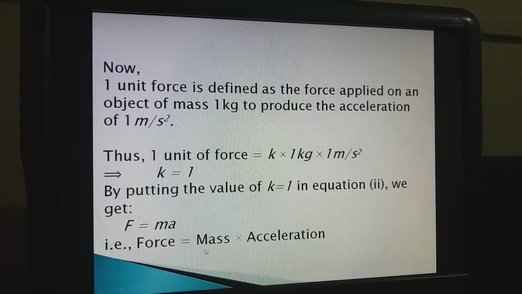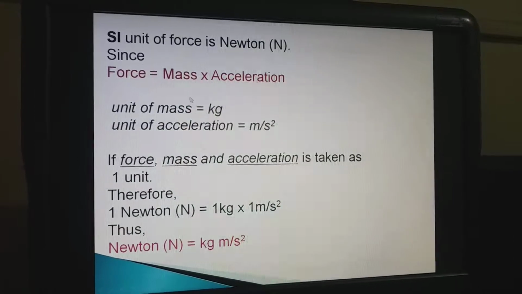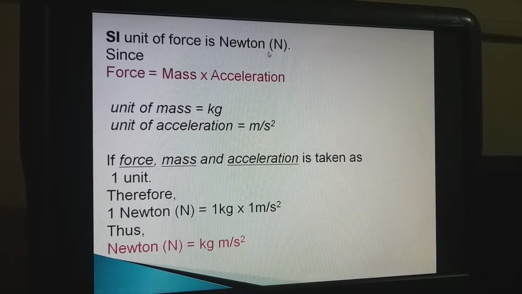So Newton's second law, according to his definition, says force applied is directly proportional to the rate of change of momentum. This gets converted into a new mathematical definition, that is, force is nothing but the product of mass and acceleration. Got it? Now the next part is that the SI unit of force is Newton.